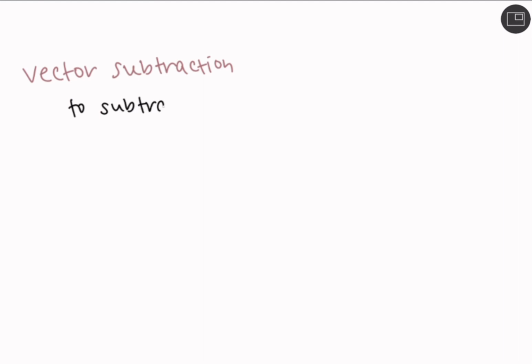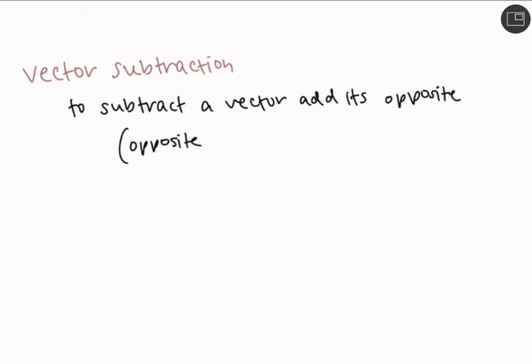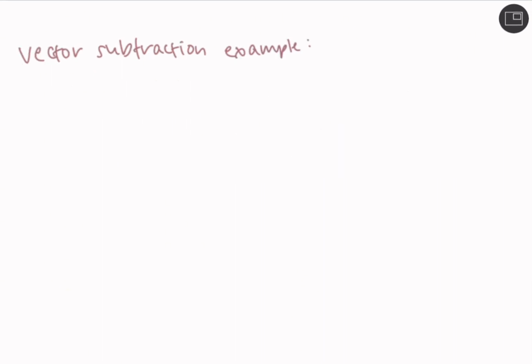Now let's talk about vector subtraction. To subtract a vector, add the opposite of the vector that you are subtracting. So what does the word opposite mean? As you recall from the kinematics unit, a vector's opposite has the same magnitude, but the angle differs by 180 degrees. So now that we have defined what vector subtraction is, let's do an example that visualizes vector subtraction.